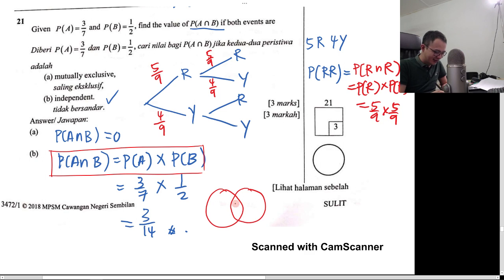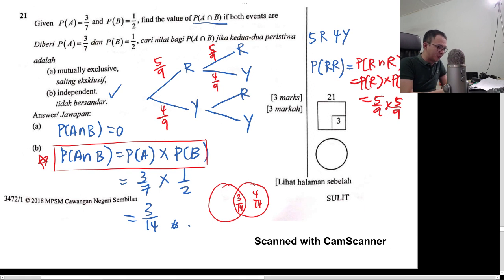I know that the intersect is 3/14 here, and then this one I can use 1/2 will be 7/14. So here will be 4/14. Even if I write out all these numbers for you in the set here, there's no meaning because you will not understand it. So over here, the most important thing is you need to remember for independent: if you see A intersect B, it's the probability of A multiplied by the probability of B. This is something you need to remember.